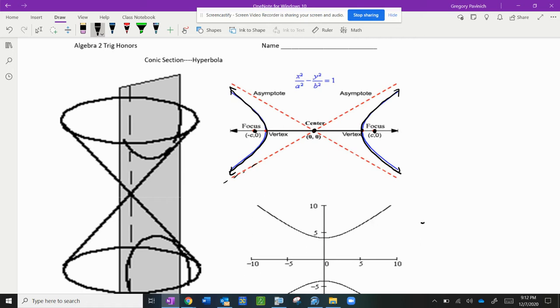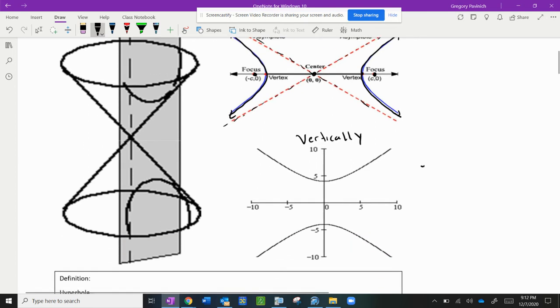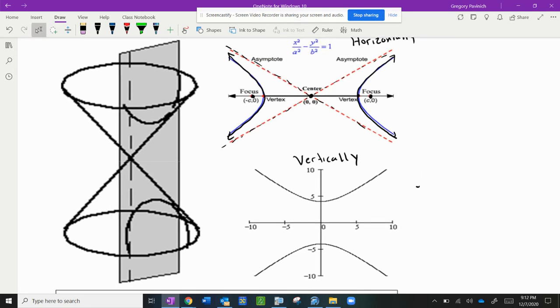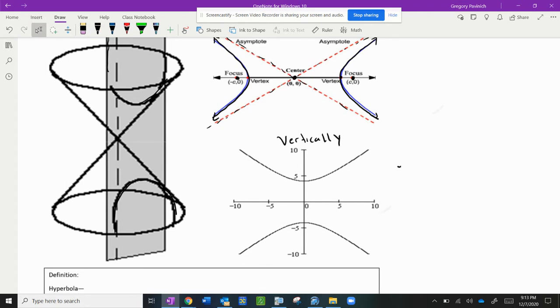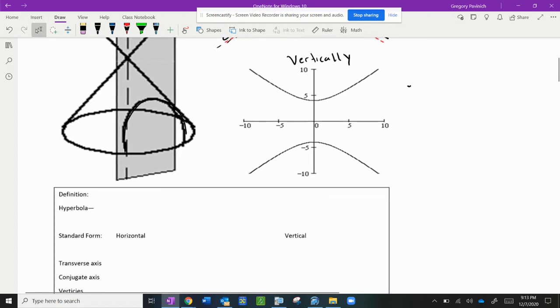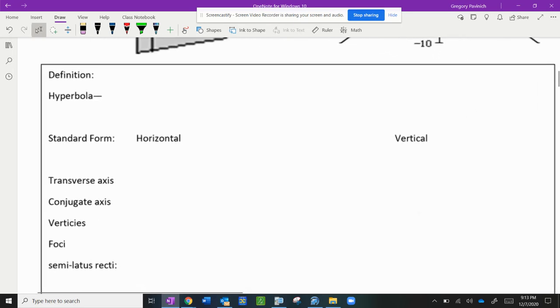It has asymptotes that it approaches on both sides that are the diagonals. And it also can open horizontally like this one, or vertically like the one below. Notice that our hyperbola comes from our plane cutting our two cones vertically up and down. I get these two parabola looking pieces, two-dimensional. So we're just going to go into the definition, and then we'll go into graphing.